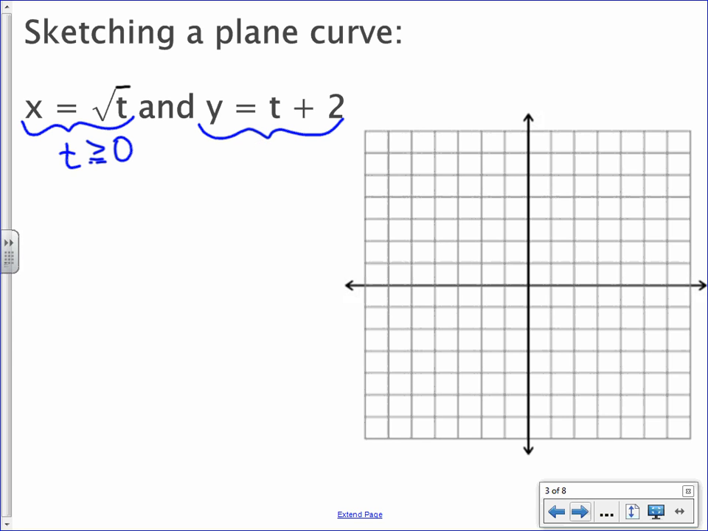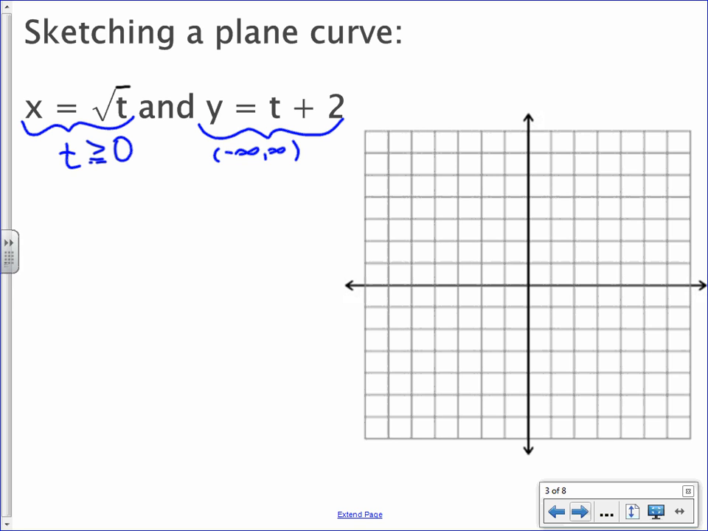The R with the double bar means all real numbers. Okay, so where these two overlap is the domain. So where do these two overlap? At and above 0. So t has to be greater than or equal to 0.